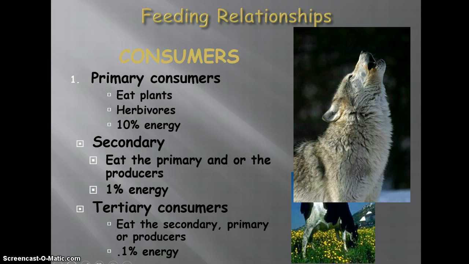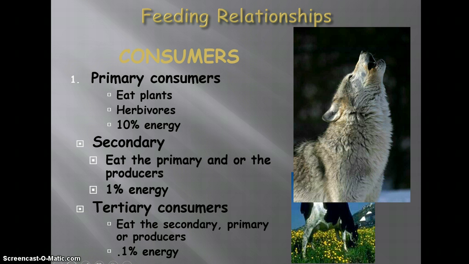If they're eating the primary consumers, they'll only get 1% of energy because you can only get 10% from the level below you. Tertiary consumers eat the secondary consumers, possibly primary and possibly producers, depending on what the animal is. And they're only going to have 0.1% of energy available to them because you only get 10% from the level below you. And then the quaternary could eat tertiary, secondary, primary, or producers, and they're only going to have 0.01% energy available to them.